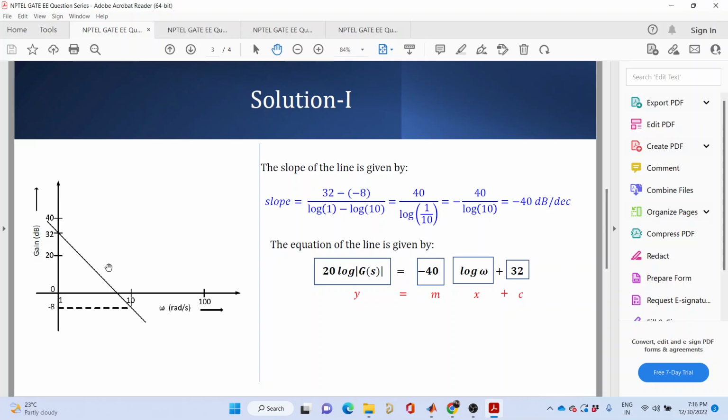Not in this session, not in phase 2. In phase 1, there was one class where I taught the asymptotic Bode plot. In that class, I told you how we are actually plotting, how we are getting this asymptotic Bode plot. These asymptotic Bode plots are close to the real Bode plot only near the corner frequency, not away from the corner frequency. Okay.